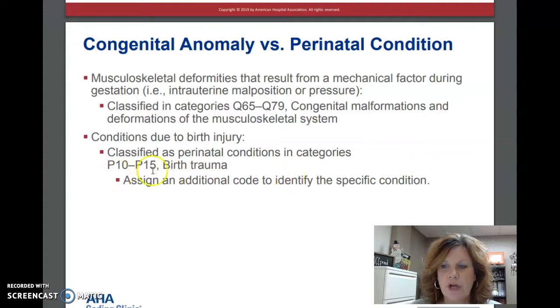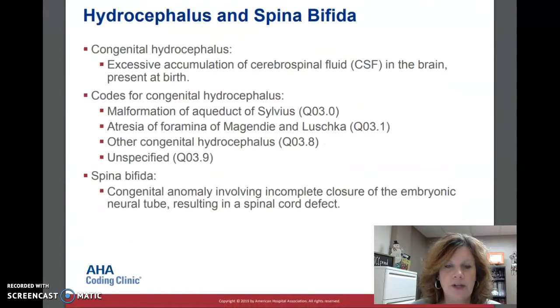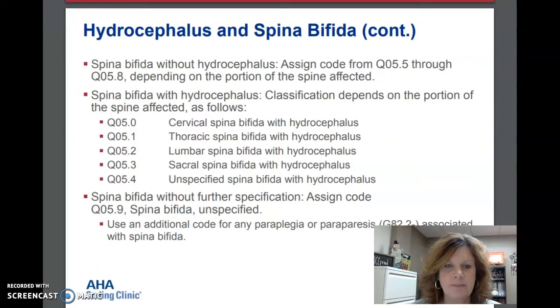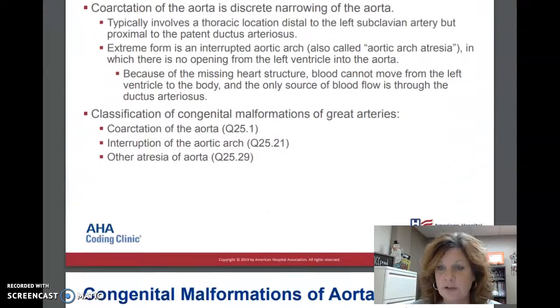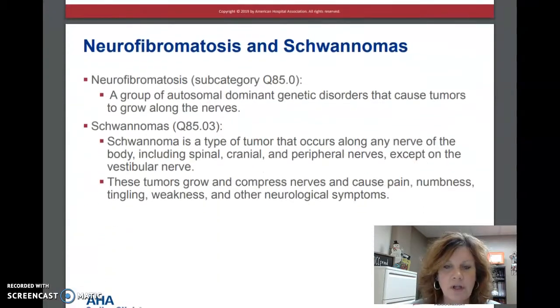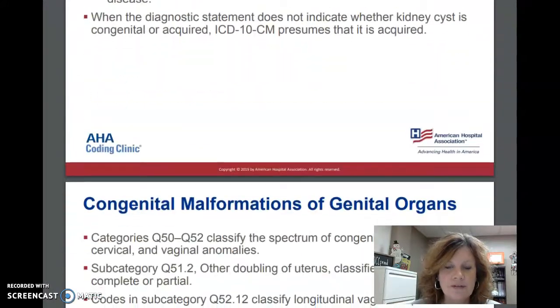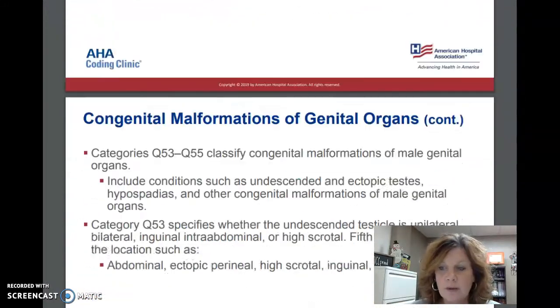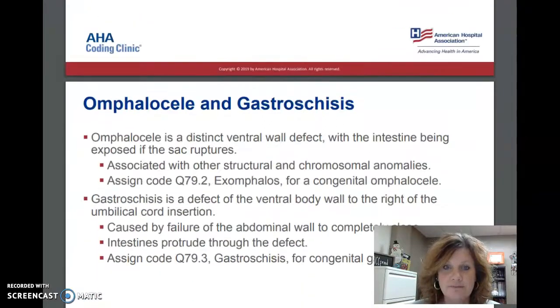With the baby codes, we're talking P codes here, birth trauma. Okay, and these are just different things that babies can be born with. I'm not going to go through these because, like I said, this isn't a very hard chapter with this Q codes, and we will talk about the baby's chart here momentarily.